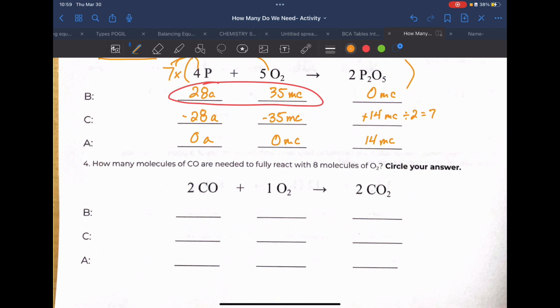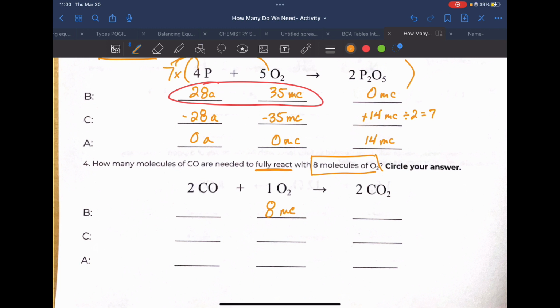How many molecules of CO are needed to fully react with 8 molecules of O2? So this one's a little bit different. We have some different wording here, a new phrase, fully react. We'll break that down in a second, but for now, we know that we're starting with 8 molecules of O2. I'm not producing 8 molecules of O2. I'm reacting with those 8 molecules of O2. So that actually tells us what we start with in this case. We start with 8 molecules here.